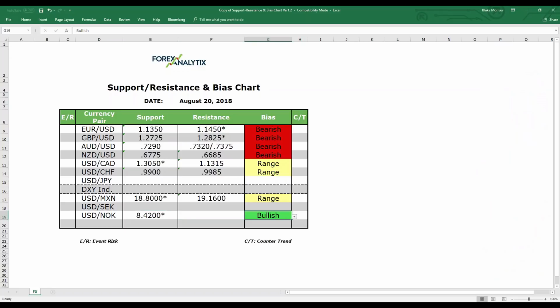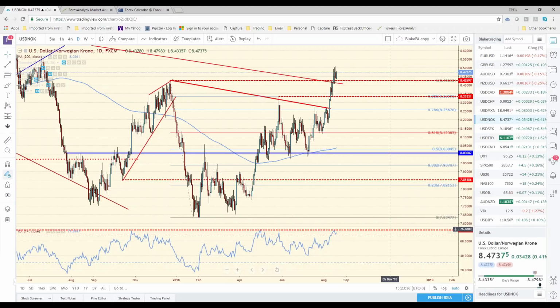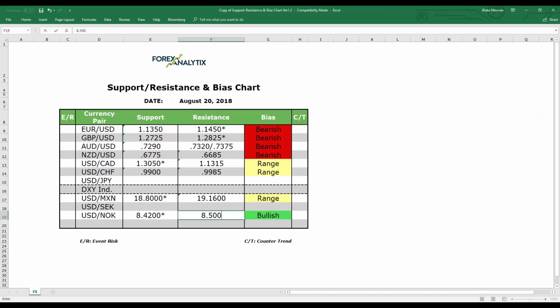842, that is support, and it is bullish. Now resistance, we're being capped at 850, so I'm just going to write down 850 for now, but we can obviously go higher if the dollar starts to push. Let's go over to the Swedish krona.